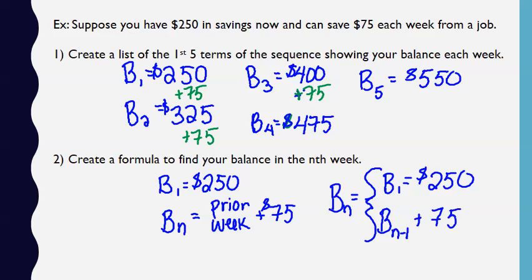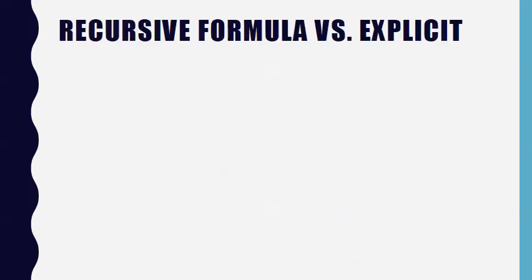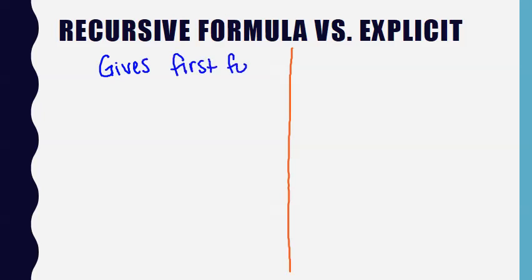So this is called a recursive formula. And what a recursive formula is, it just takes the previous value and uses that to find the next one. So everything is based off the value beforehand. So when we're talking about series or sequences, we have two different types of formulas. We have recursive formulas and explicit formulas. So we're going to just define what both of those are. A recursive formula gives you the first term or the first few terms, and then defines the rest of the terms based off of those terms.